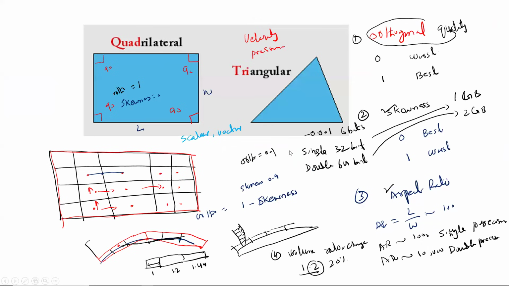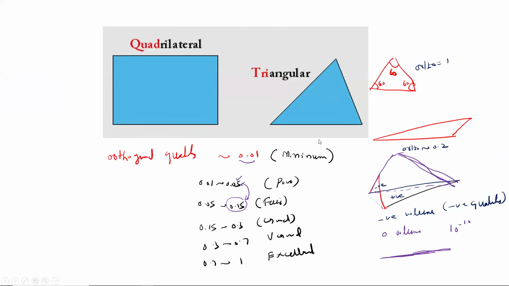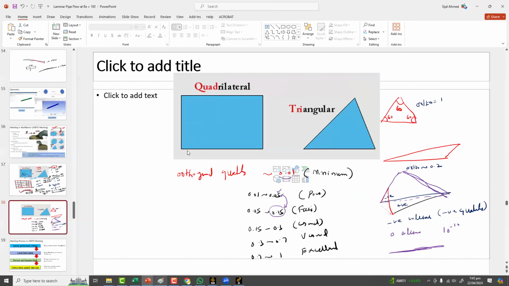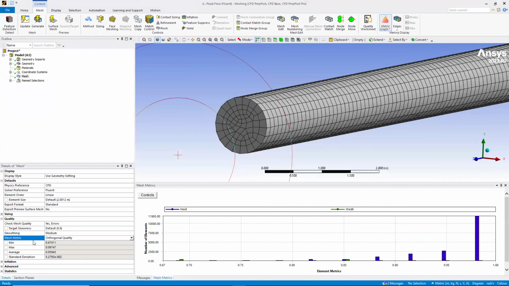Okay, so now we can see all these definitions and requirements here, and the same is true for triangles also. Now if you take a look here, the orthogonal quality minimum is 0.67. I told you this is up to very good quality. But you should also take a look at the average. The average is 0.95. So what does it mean? It means the standard deviation is about 0.05.